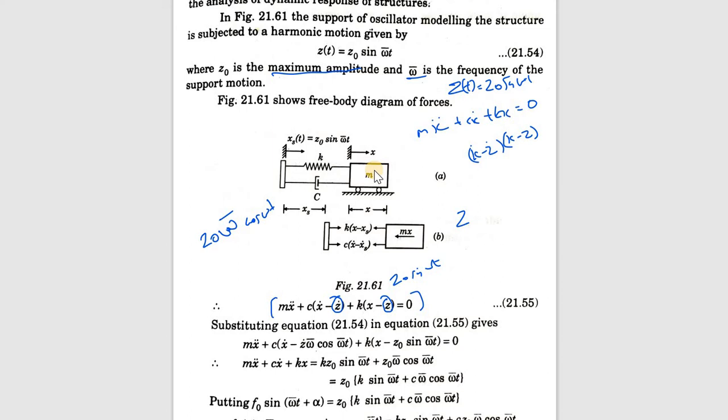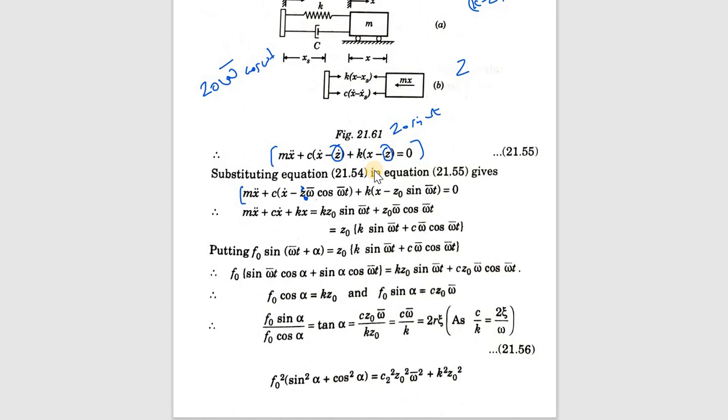Okay, this will be z0. So this will be my term. So you can substitute. You can see that here I am having two terms, that is, m x double dot plus c x dot plus k x is equal to, I am taking these negative terms to the other side. So this will be my solution: z0 times (k sine omega dash t plus c omega dash cos omega dash t).